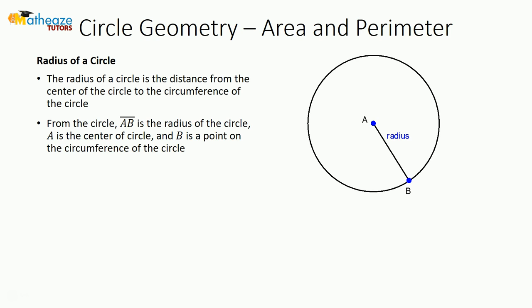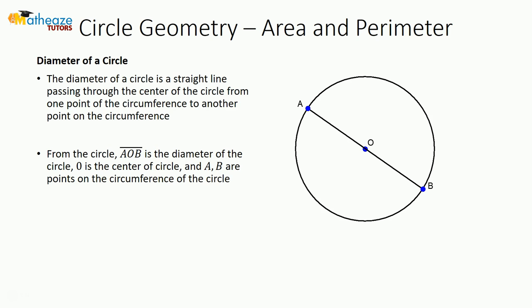So the radius of a circle is the distance from the center of the circle to the circumference of the circle. The circumference is the boundary of the circle. So A is at the center, so from A to B is the radius of this circle.